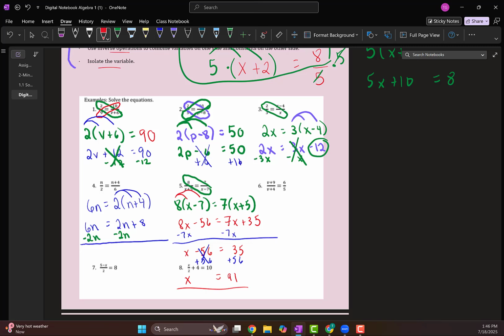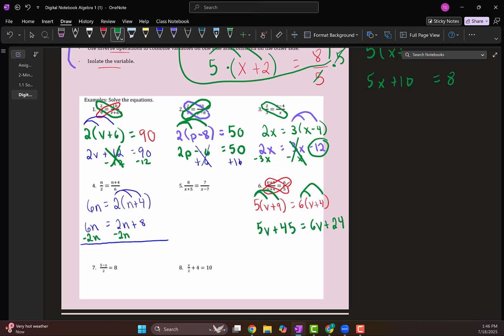Try number 6. So this is what it should look like after you distribute. More than one way to solve this problem from here, but I always like to subtract the smaller v, move the smaller v to the other side. And then from there, if you solve it this way, you would subtract 24 from both sides, and I think that's 21 as a final answer.